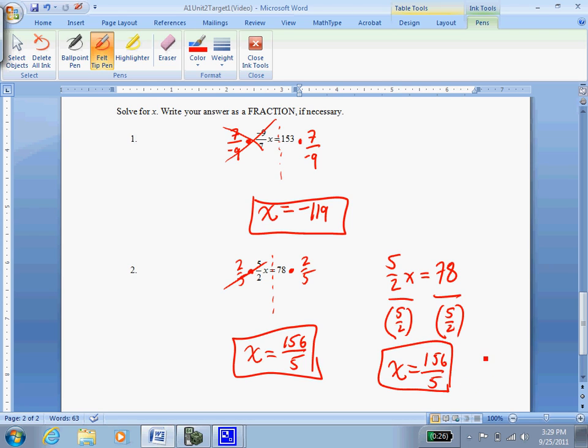Just make sure that if you're multiplying, you use the reciprocal, because otherwise it doesn't cancel out to 1. And if you're dividing, make sure you use the same number, because the goal is you have to get everything to cross out and give you 1 so that that x is all by yourself. So now that you've seen how to solve one-step equations, you can go try some practice exercises.